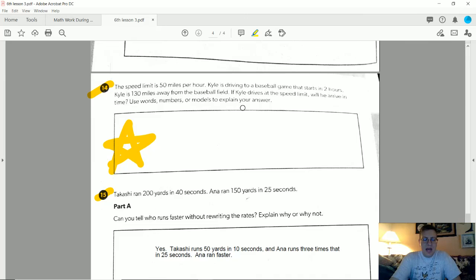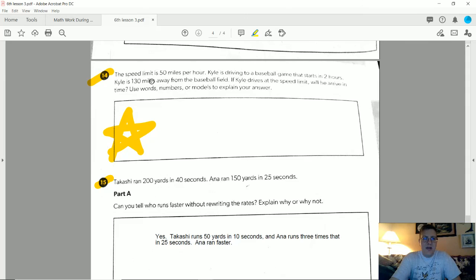I am going to come back to number 14. I meant to assign this one because it is a practical application of what we're working on, but it's also a really easy answer, so it doesn't matter if I take 30 seconds to explain that. But I'm going to do number 15 real quick.